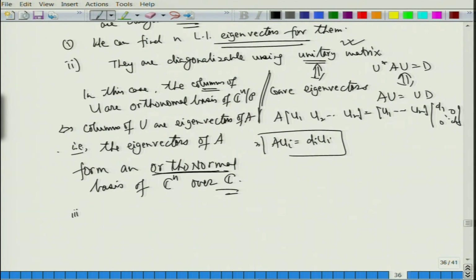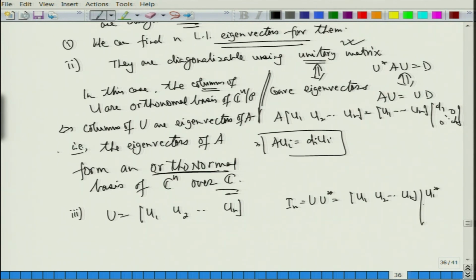So third part. I have a matrix U, which is U1, U2, Un. Let us multiply it and see what happens. I want to multiply U and U star. I know that this is supposed to be identity because U is a unitary matrix. So this is the same as U1, U2, Un times the transpose of it, U1 star, U2 star, Un star. So I am writing identity as, just multiply it, you get U1 U1 star plus so on till Un Un star. Fine. I am writing like this.